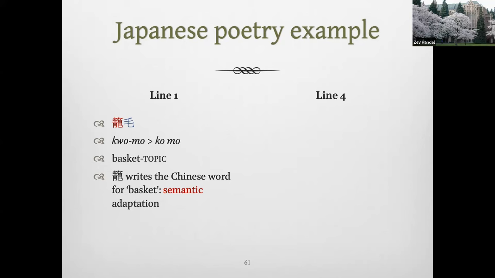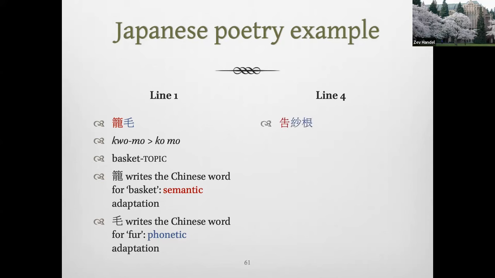The second character writes the word fur, animal fur, in Chinese. It's being used here just for its pronunciation because it's pronounced mo. And so it's writing a Japanese grammatical particle that matches the pronunciation. So you forget the Chinese pronunciation when you're reading this in Japanese for its meaning, and you forget the Chinese meaning when you're reading this for its Japanese grammatical sound value.